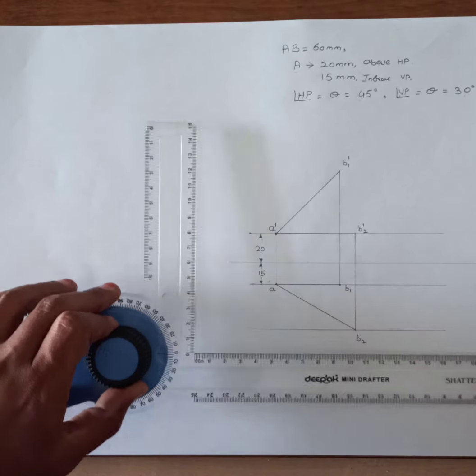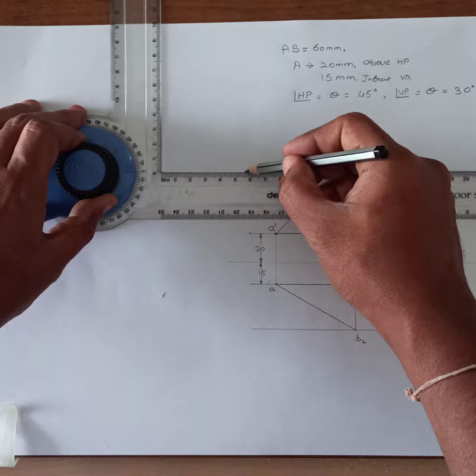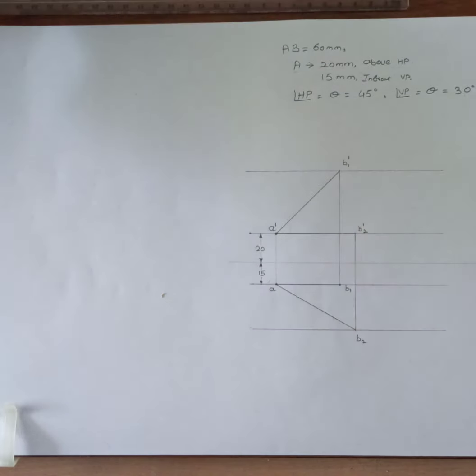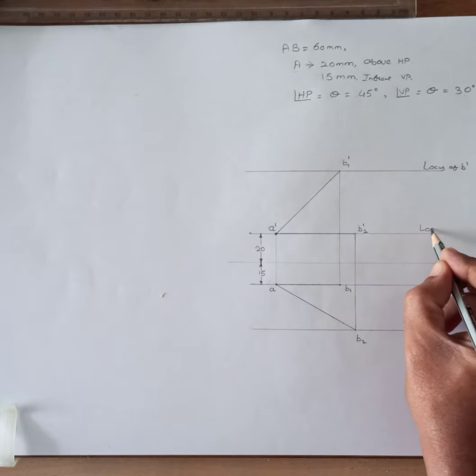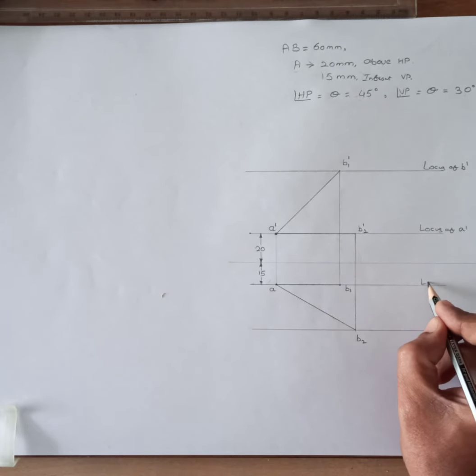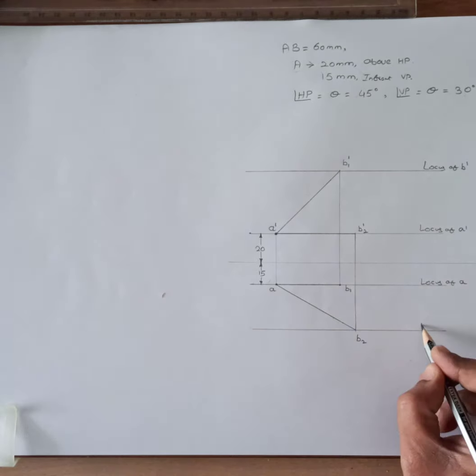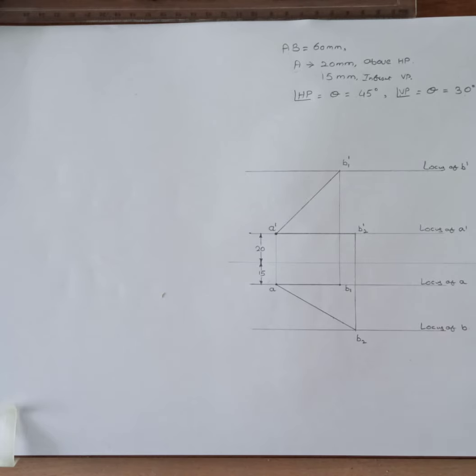Through the points B2 dash and B1 dash, draw a line parallel to the reference line. These lines will act as the locus of the point A dash, locus of the point B dash, locus of the point A and locus of the point B. Finally, we will draw the front view and top view of the given line.